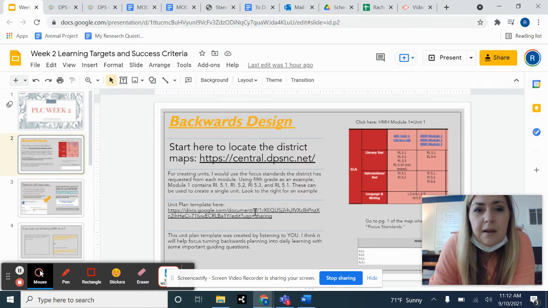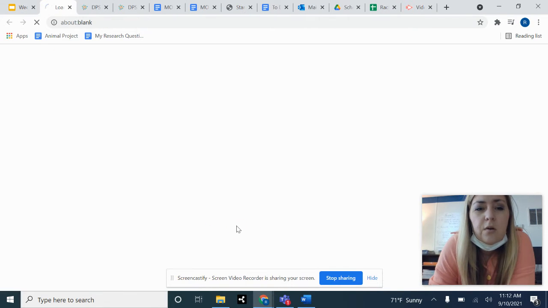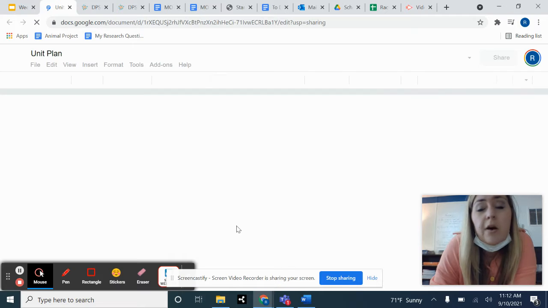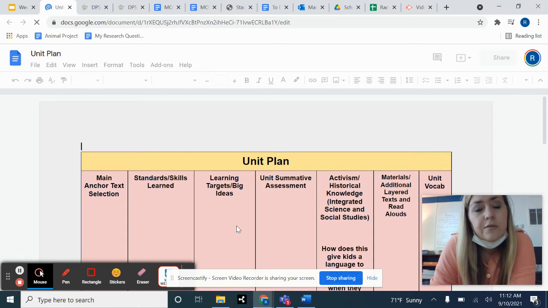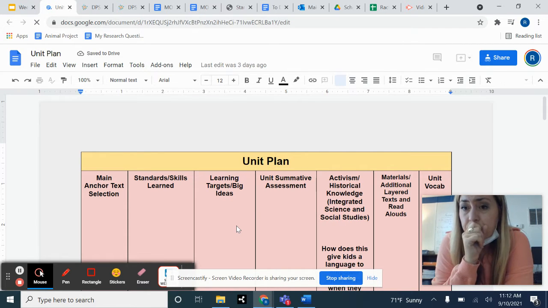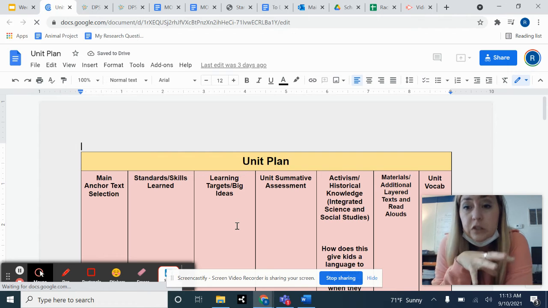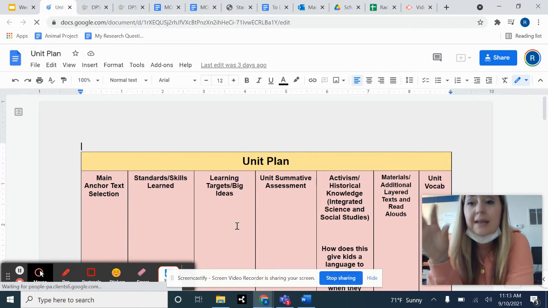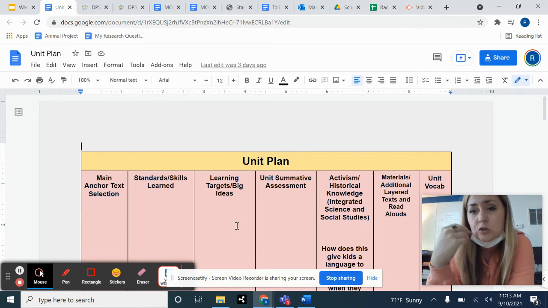Okay, so part two, right? I told you the next video, the one we're doing right now, is going to be on the unit template. The first thing I want you to know is this unit I designed with you guys in mind, not specifically fourth grade, but with all the conversations I've had with teachers at Glenn.